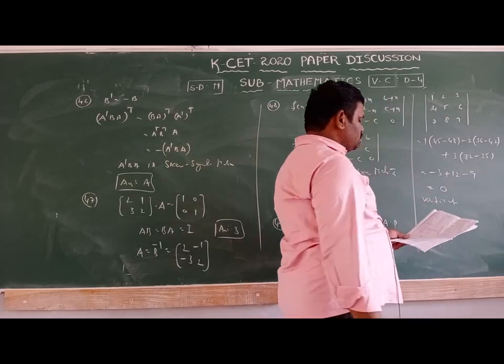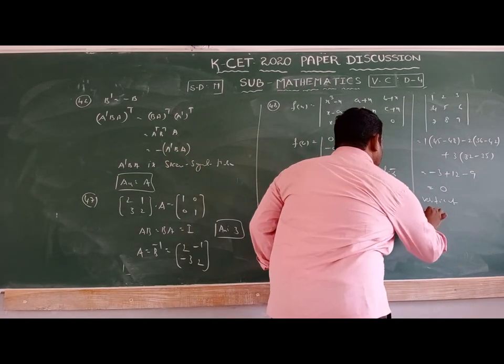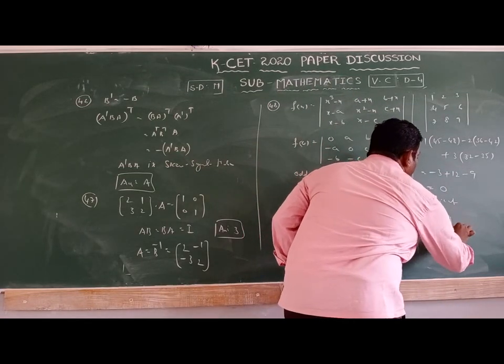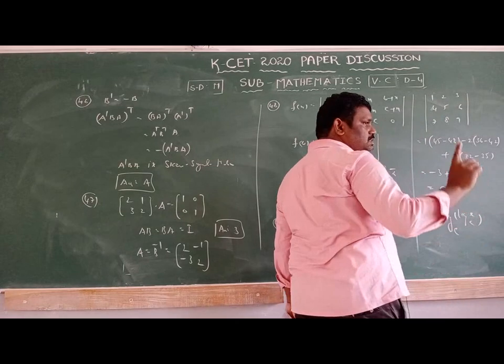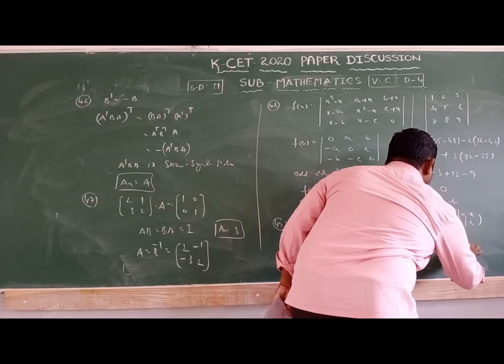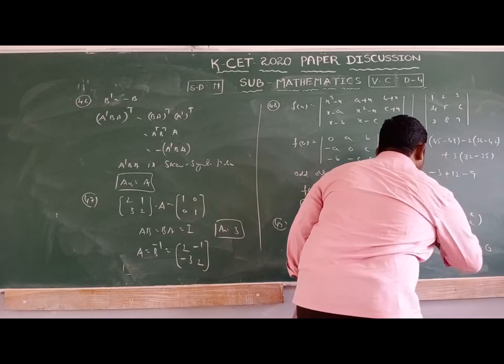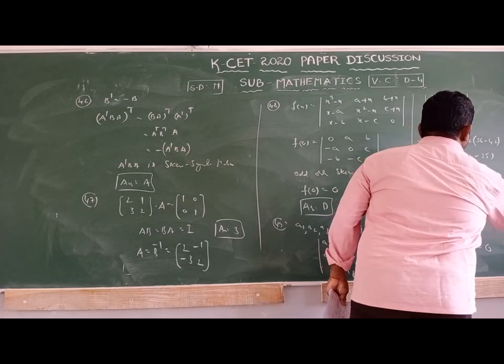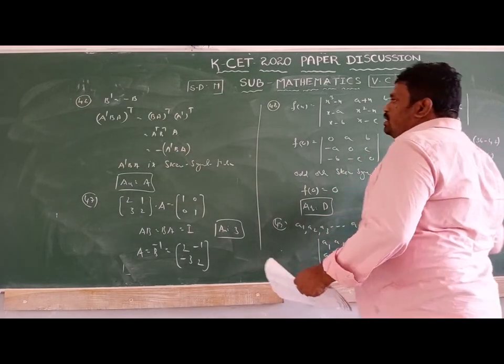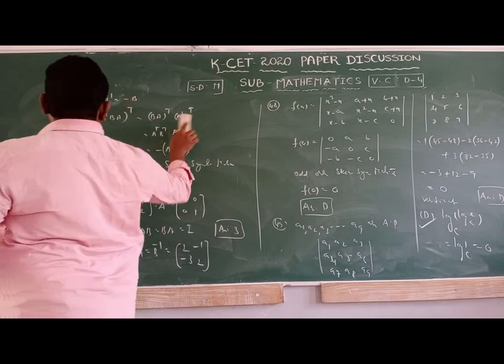Then we verify the options. Mostly here the D option: log of e base e. Log e base e is equal to 1, so log 1 base e is equal to 0. So answer is D option. Answer is D option, 49th bit.